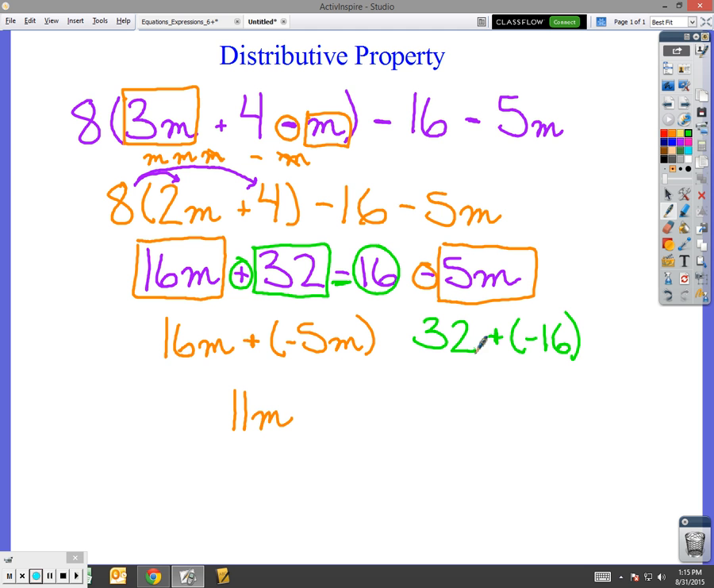I am taking away 16 from that 32. Well, the answer will still be positive because 32 has a larger absolute value. It is further away from 0 than the negative 16. And I just go 32 minus 16 gives me 16.